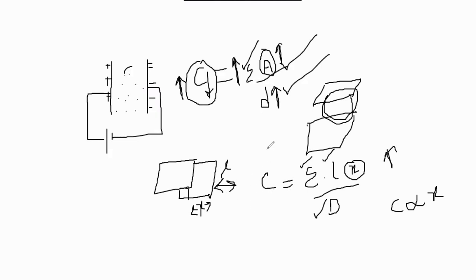Changing overlapping area means area equals L into X. Here the L is fixed. We are changing the overlapping area. If we move the plates, the overlapping area increases or decreases. So now C is proportional to X.